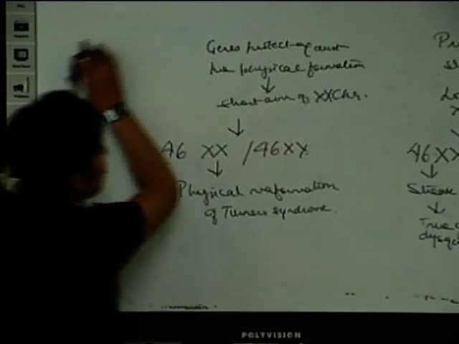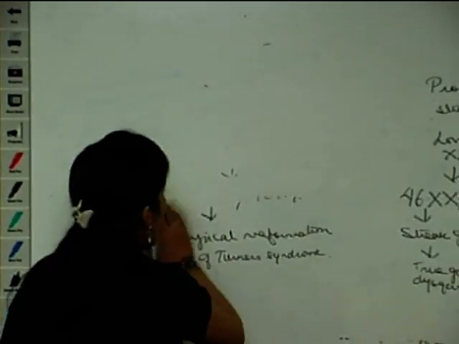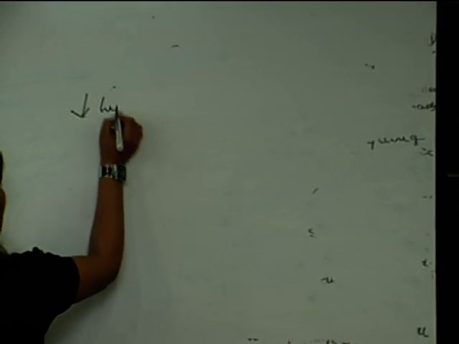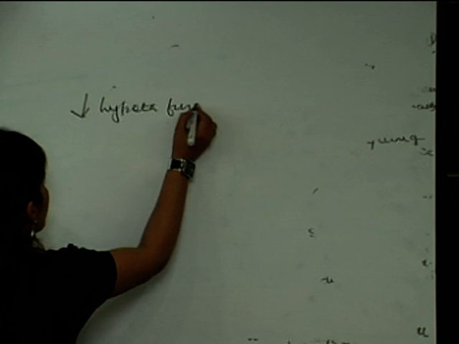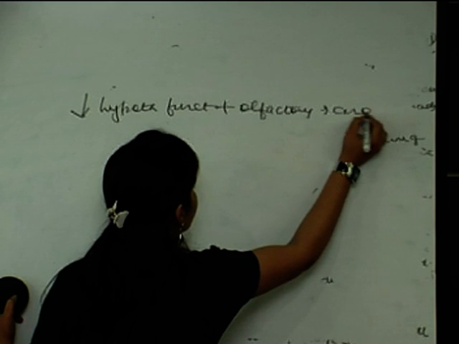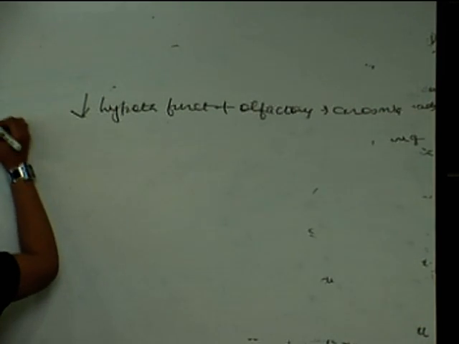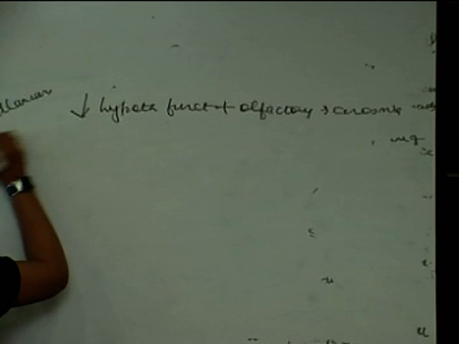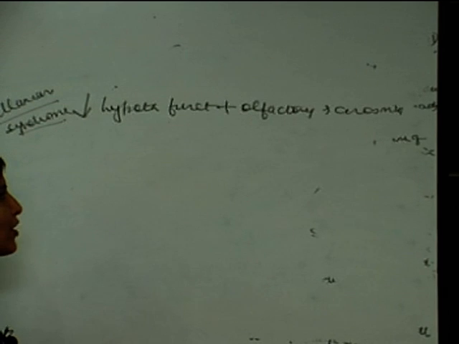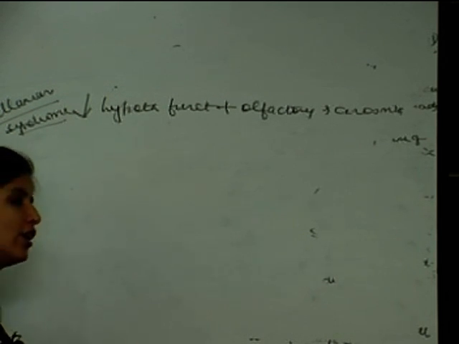Now Kallmann syndrome is a condition in which there is hypothalamic dysfunction, decreased hypothalamic function, plus olfactory problem, that is anosmia. That is Kallmann syndrome. This is all we have to remember, that there is decreased hypothalamic function plus anosmia, which is seen in case of Kallmann syndrome. It can occur in males as well as in females.